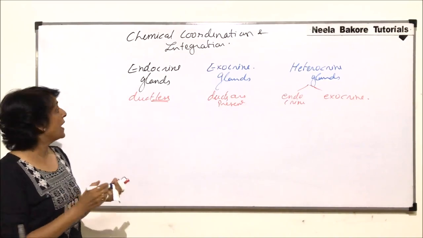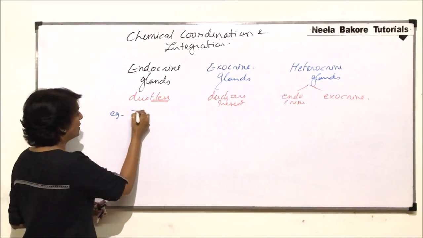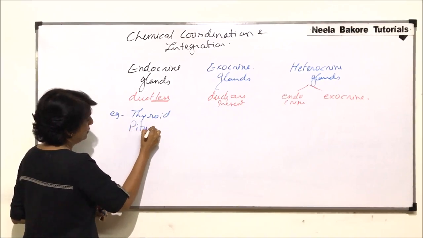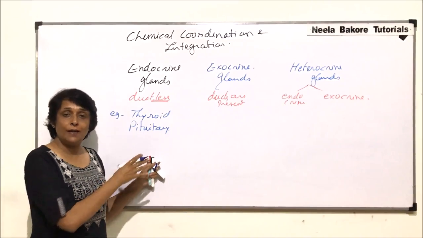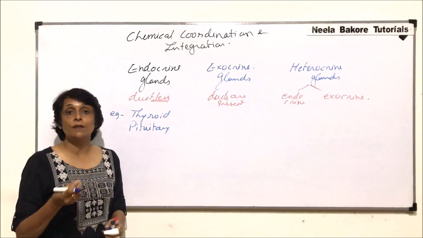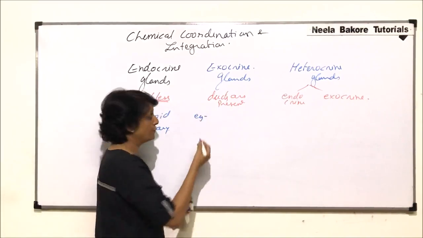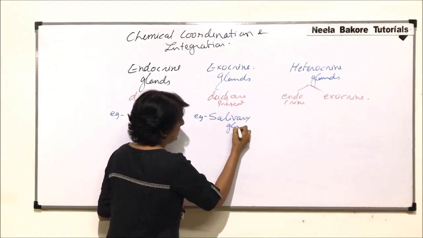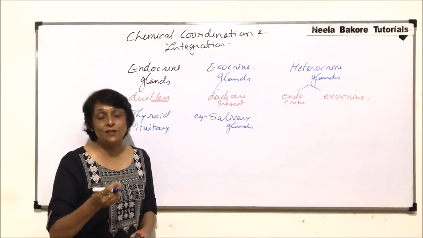The examples, endocrine gland example, we can take of all endocrine glands here. Thyroid gland, pituitary. These glands, all endocrine glands would come here. Exocrine glands means they are pouring their secretion through a duct. We can have the example of, say, salivary glands. Salivary glands pour their secretion, that is saliva, through the ducts which they have.